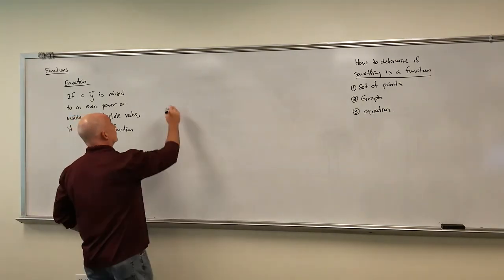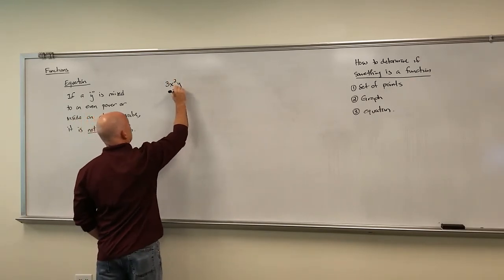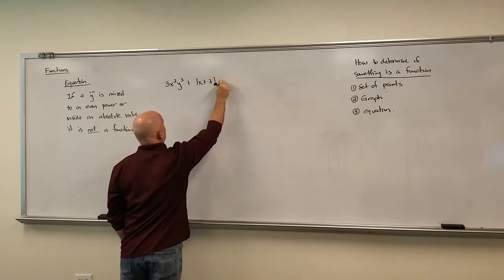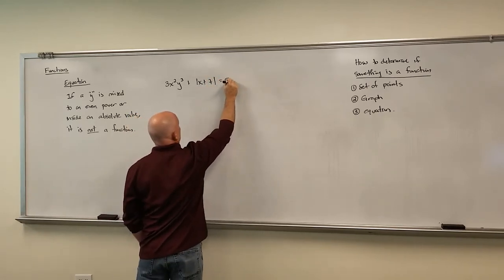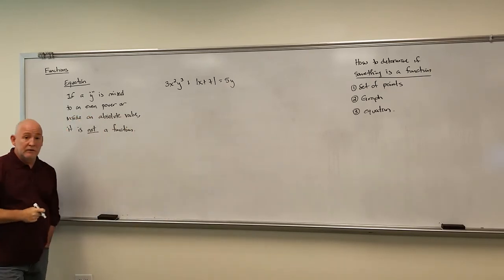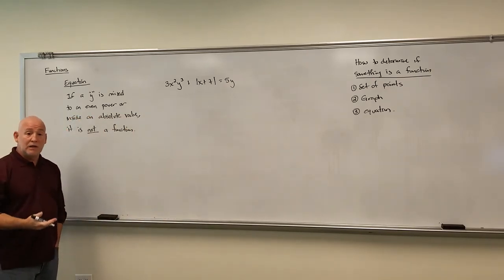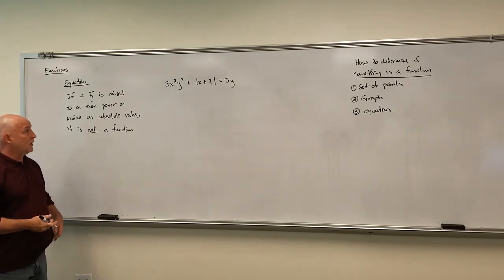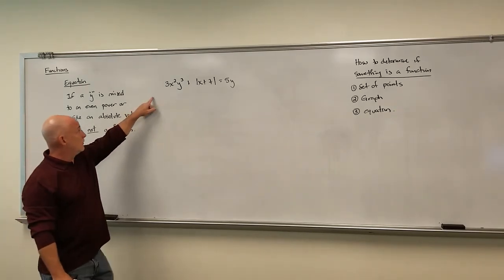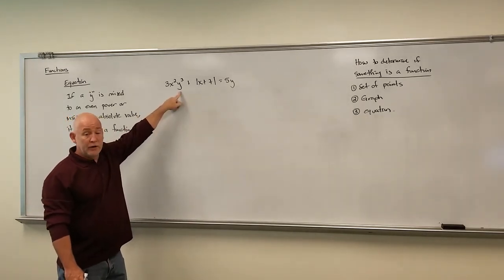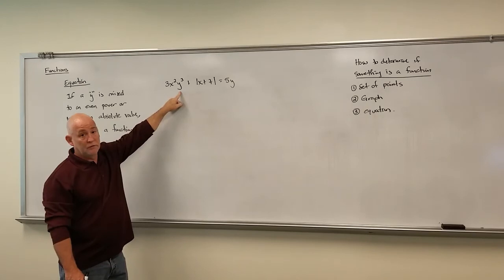So let's do the same thing. Let's take a look at a few equations here. Let's see, 3x squared y cubed plus the absolute value of x plus 7 is equal to 5y. All right, so there's a really scary looking equation. But believe it or not, we can actually tell whether or not this would represent a function. So all you got to do is just move across the equation until you find a y. There's a y. Is it raised to an even power? Nope. Is it inside an absolute value? Nope. So that one's fine.